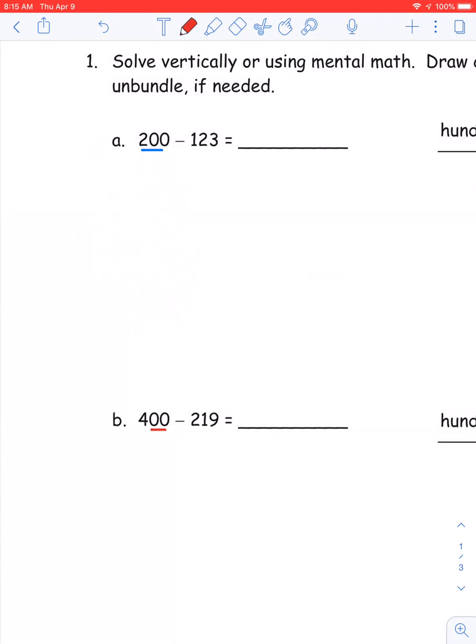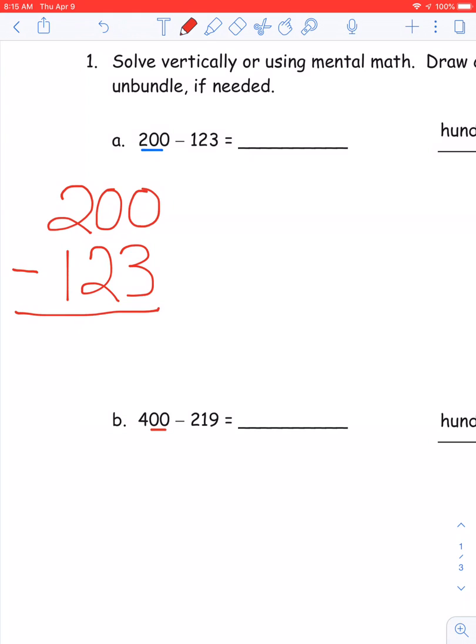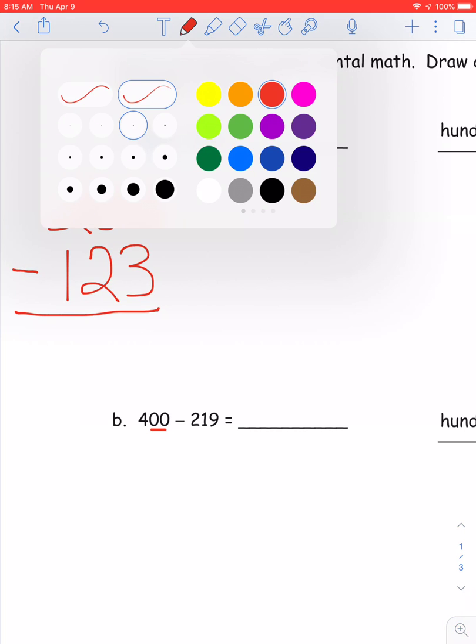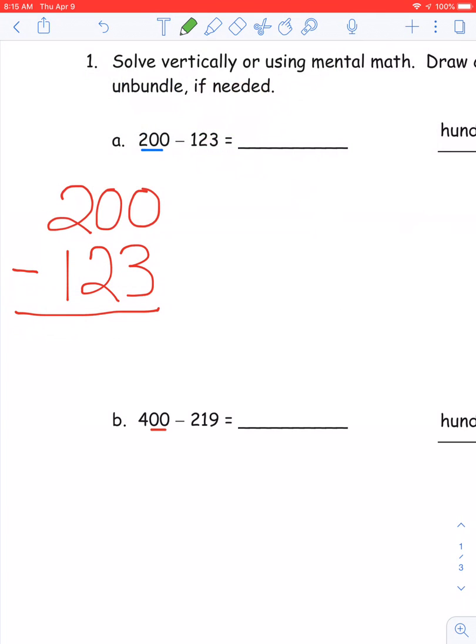Okay, we're going to write it down once more. 200 minus 123 equals. Okay, so this time we're going to do it a little different. I'm going to subtract 1 from the top number. I'm going to subtract 1 from the bottom number.